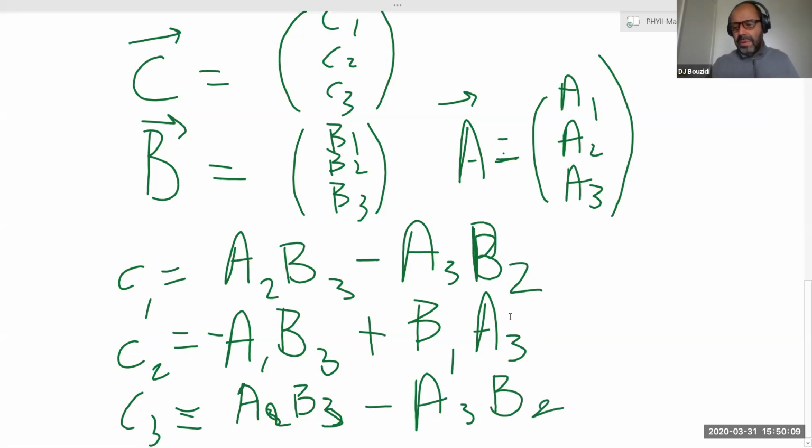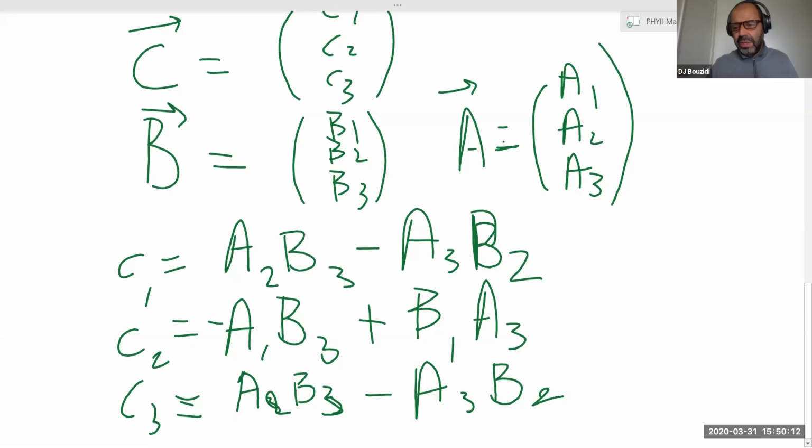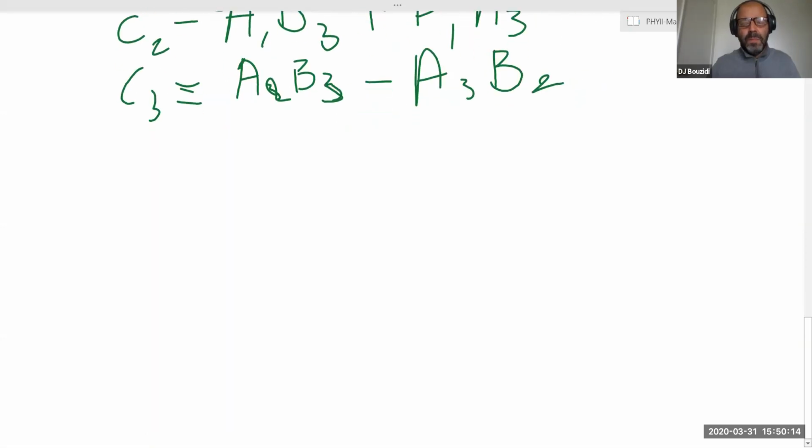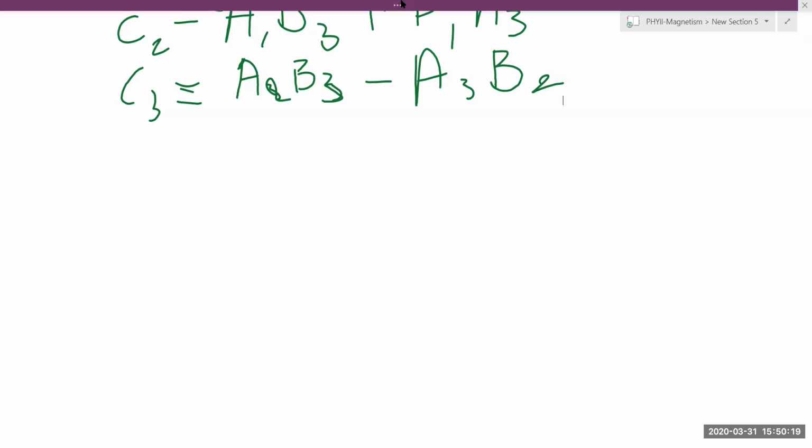Okay. Have you guys done this in Physics 250? We've done cross products, but I've not seen this exact method of doing it.